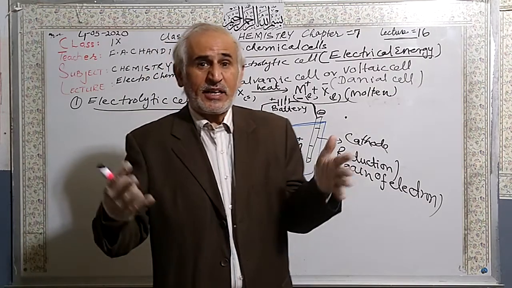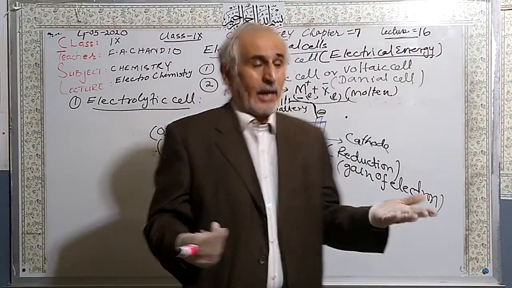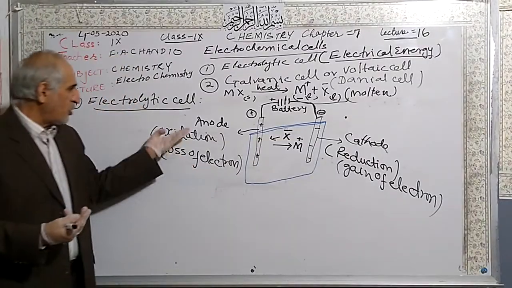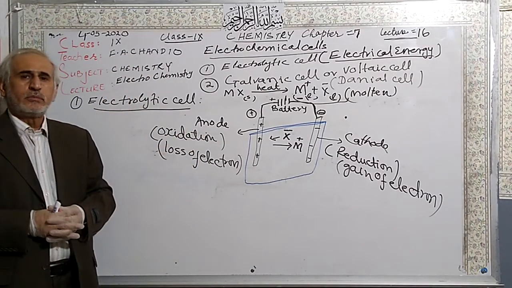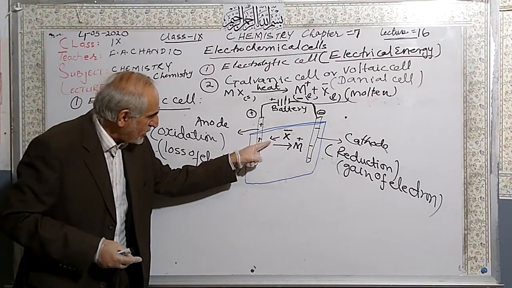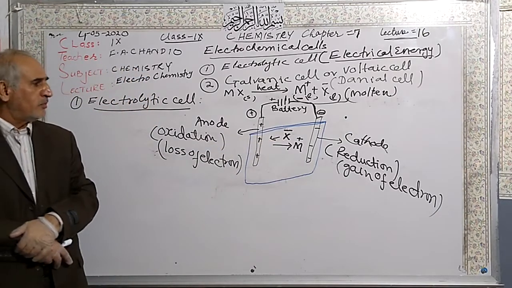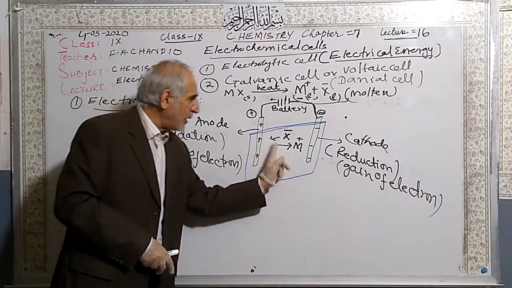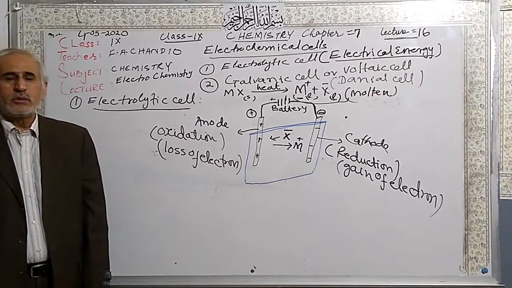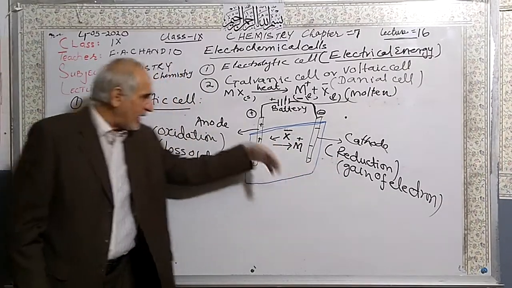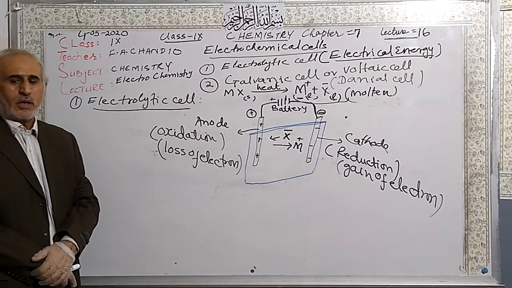Oxidation half cell reaction and reduction half cell reaction. And I mentioned here, oxidation always at the anode. And this arrow indicates that negative ions must move towards the anode, and these positive ions must move towards the cathode, and there will be a reduction and there will be oxidation.